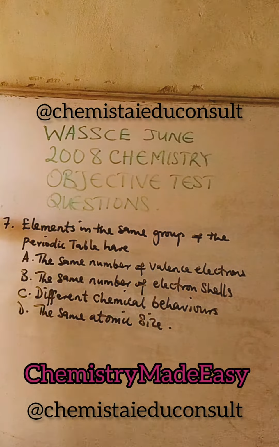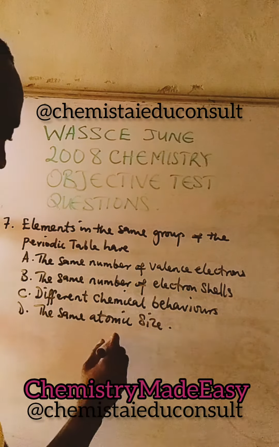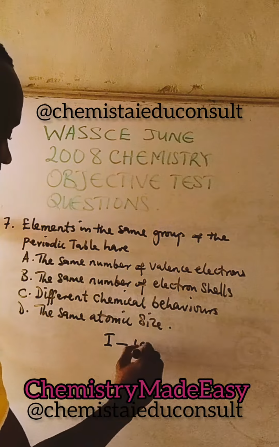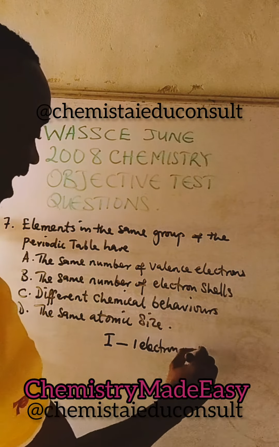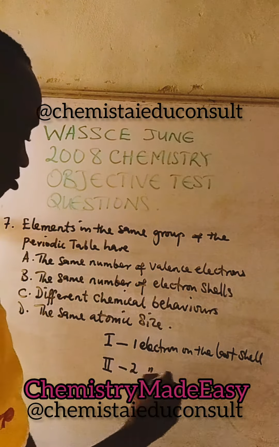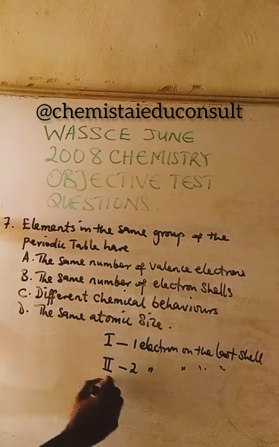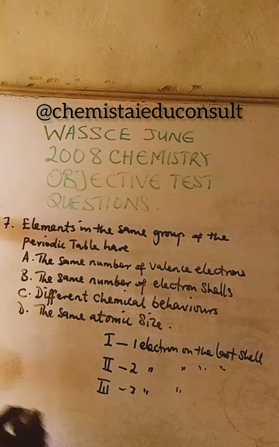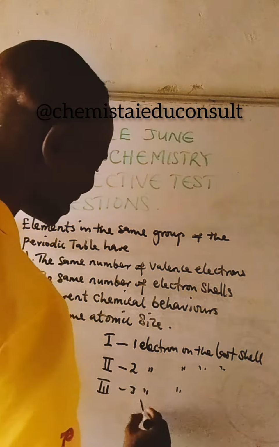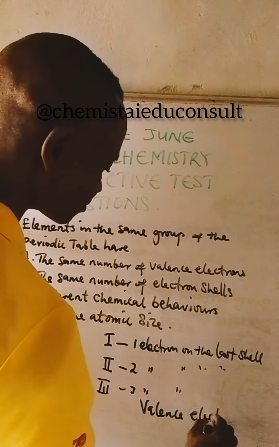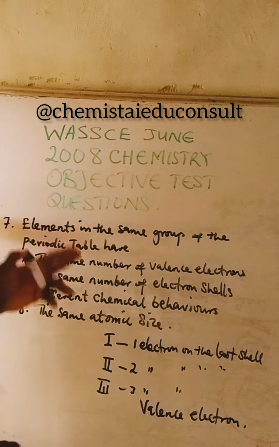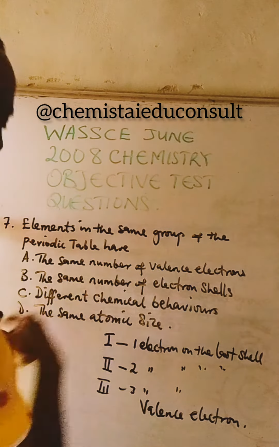Elements in the same group of the periodic table. In fact, group 1 elements are called group 1 elements because they have 1 electron on their last shell. Group 2 elements have 2 electrons on their last shell. Group 3 elements have 3 electrons on their last shell, and so on and so forth. The number of electrons on the last shell is called valence electrons.